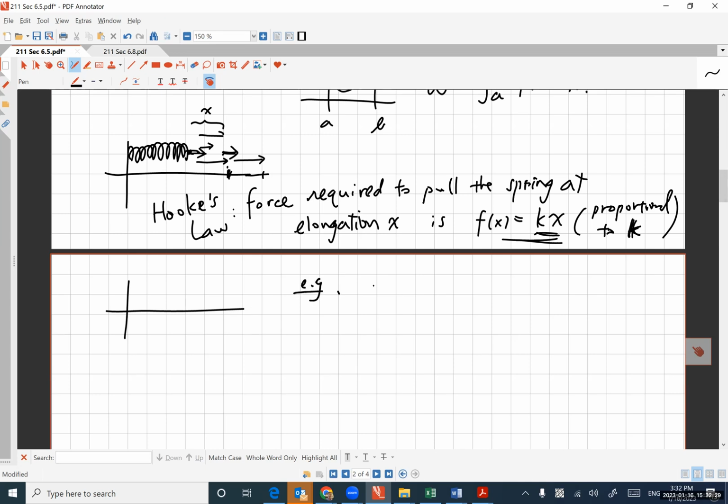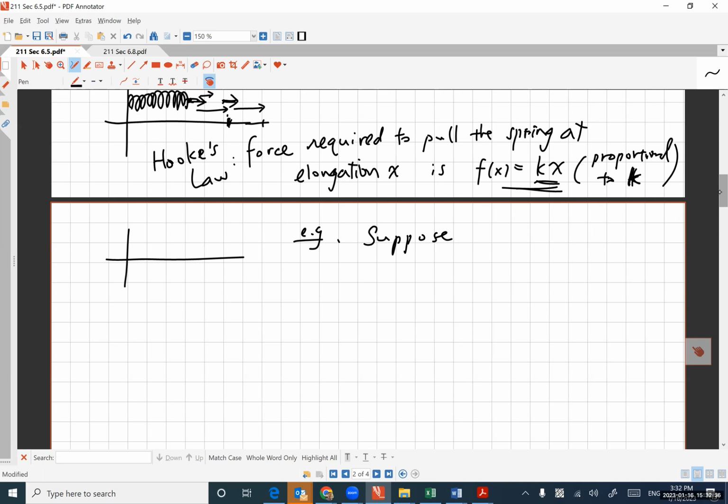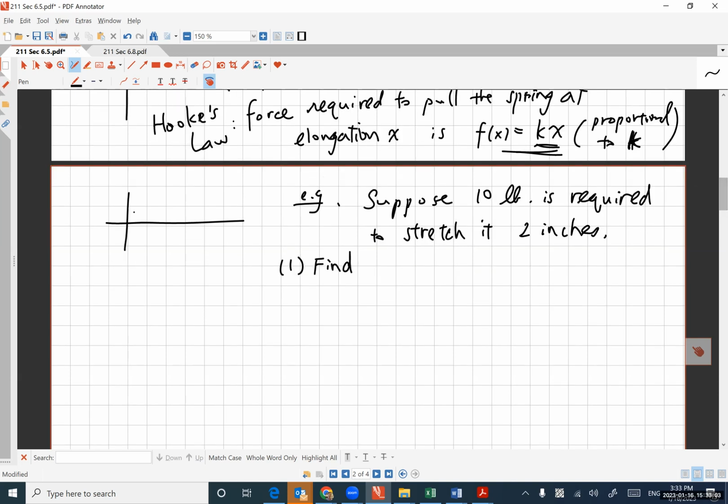Here's an example, and this will be the only example of a spring problem we will do in this section. Suppose 10 pounds is required to stretch a spring 2 inches. Okay, so what does it mean? Let's just assume this: you have this spring, and this is where the elongation is equal to 0. And you start pulling it, and when it's 2 inches, it requires 10 pounds, okay?